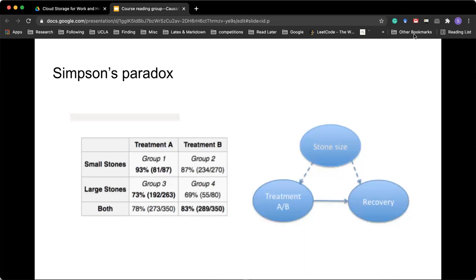However, is this the truth? It is not, because when we analyze the data in detail, we can see that the size of the stone actually affects which treatment plan the patient will select. Let's say for all the patients who only have small stones, most of them, 270 of them, select treatment B, and only a small number chose A. But for the larger stone group, most of them chose treatment A, and only a small portion of them selected treatment B.